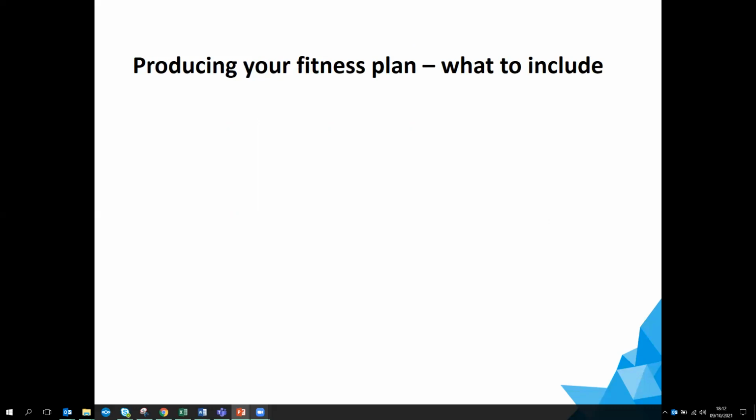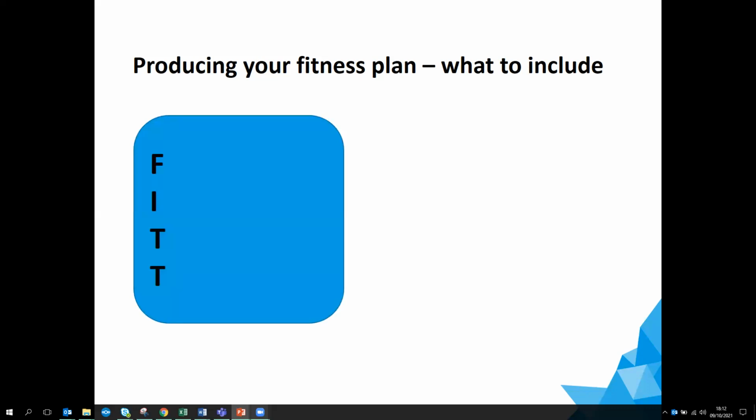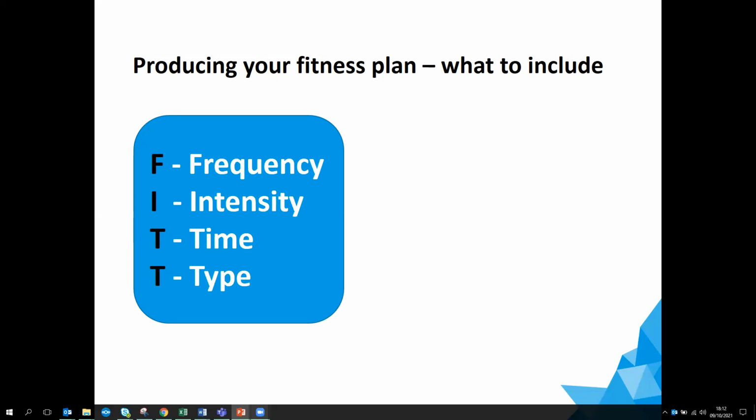So firstly, you will need to understand the FIT principle. And it is this principle that will help you to create an effective plan that will help you to reach that target you've set yourself. FIT stands for frequency, intensity, time, and type of exercise. And these are 4 elements that you will need to consider when writing your plan. If you do this successfully, then you will ensure that the detail in your plan and any specific exercises fit your targets and fitness level.